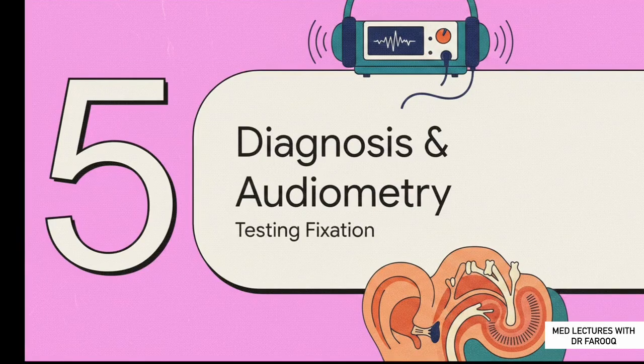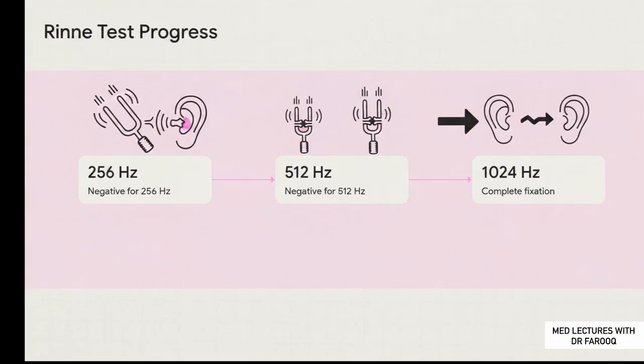Moving into Section 5, Diagnosis and Audiometry. Testing the fixation. When you bust out the tuning forks, the Rinne test is going to be negative. That means bone conduction is now outperforming air conduction simply because the stapes is locked up. But here's what's so cool. This test brilliantly illustrates the disease's progression. The negative result follows a very precise sequence.